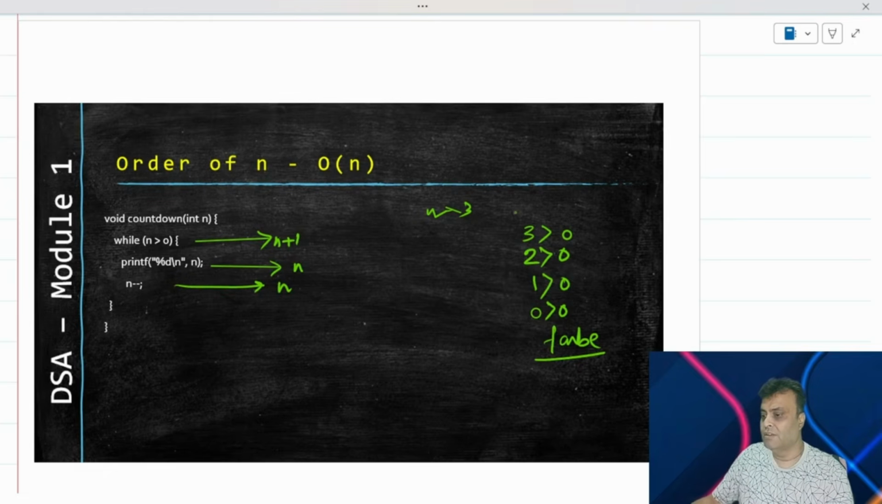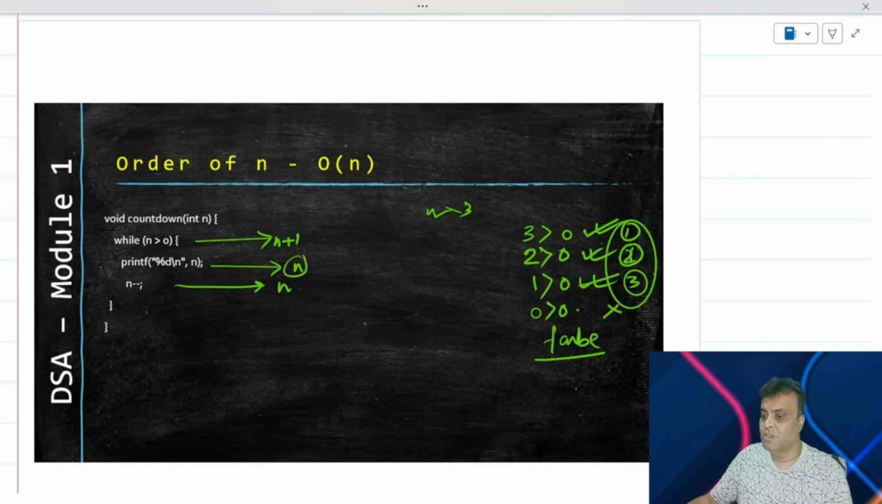So when you enter for 3, this will enter 1 time. For 2, it will enter 2 times. For 1, it will enter 3 times. For 0, this will not enter. So the total number of times you get is 3. That is why you will execute each and every statement n times. So this means that the total time complexity comes to 3n plus 1.